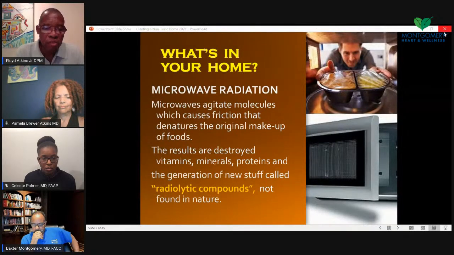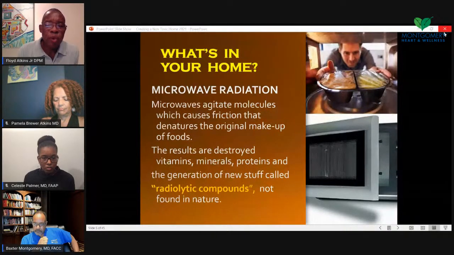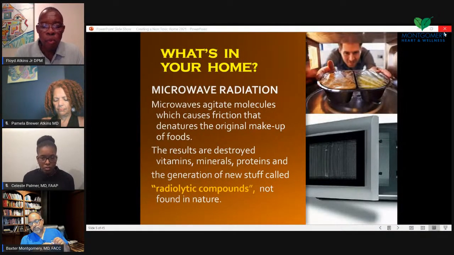It says microwave agitates molecules, which causes friction in the nature of the original makeup of foods. The result is that it destroys the minerals, the vitamins, the proteins, and it generates compounds in foods called radiolytic compounds. That's what happens when you microwave things like eggs or bread and you leave them in a microwave too long. The texture or the composition of the food changes. Eggs become rubbery, bread becomes like cardboard, because the chemical structure of the food has changed. The problem is that the human being doesn't have the enzymes, the digestive juices, to digest these new proteins, these new radiolytic compounds.